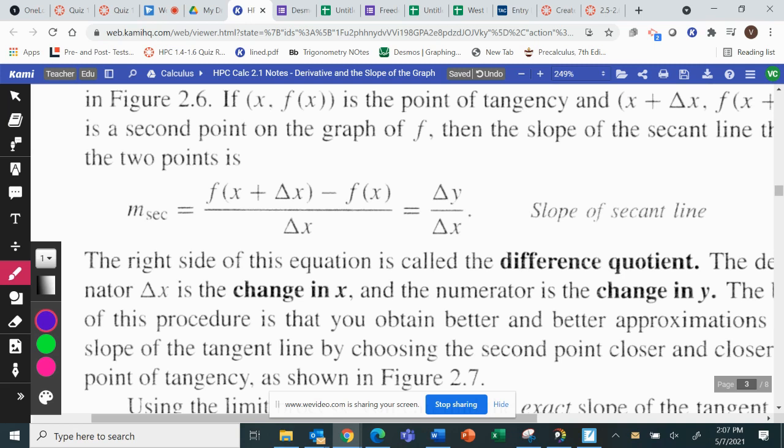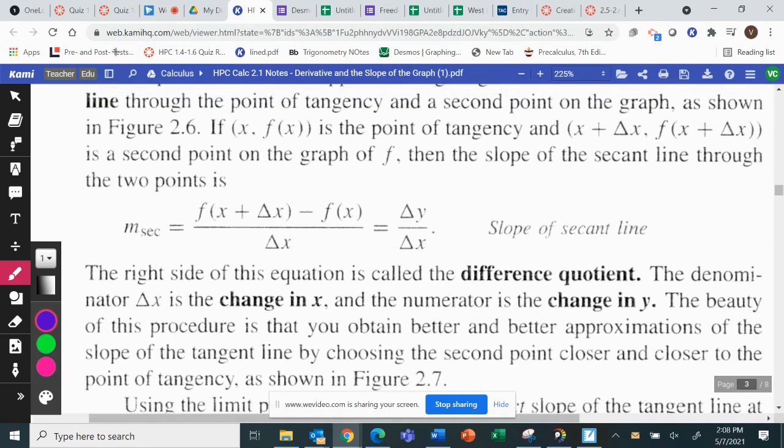The slope of the line, y2 minus y1 over x2 minus x1. We're going to use that equation. So y2 would be the f of x plus delta x. That's y2. y1 is f of x. x plus delta x is x2. And then x1 is x. So that's what we're doing right here. We're doing y2 minus y1 over x2 minus x1. We're finding the equation of the slope.